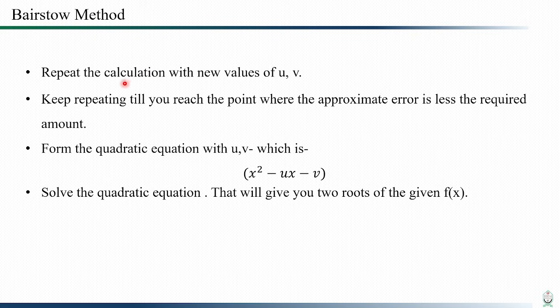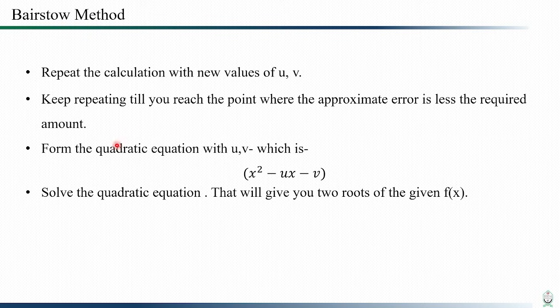We need to keep repeating the calculation with new values of u and v. We started our calculation with the value of u and v to be 1. Now we have found new values of u and v. Then we have to run the same calculation again. And we have to keep repeating it till we reach the point where the approximate error is less than the required amount. In our question, we will be told to run the iteration till the approximate error falls below 30%, 20%, 10%, 5%, and then we have to keep repeating our calculation. And once we have reached the end point, we have found the final values of u and v.